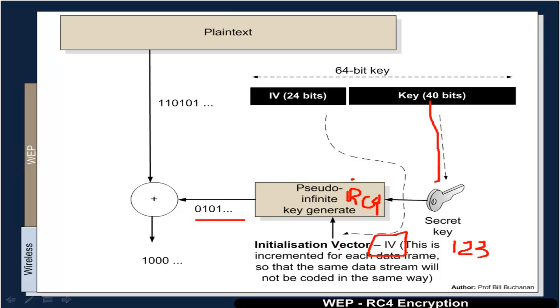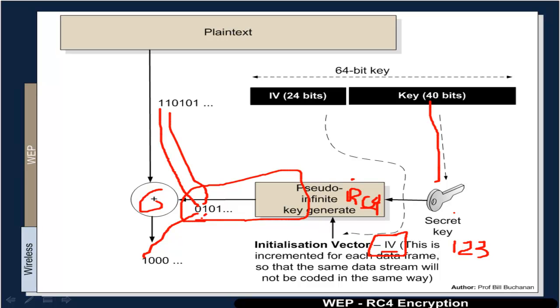So we put the IV and the secret key into RC4, and we get a pseudo-infinite key sequence. We then take each bit as it comes along for the data we have to send, and we exclusive OR our key with the plain text, and we get, in this case, a 1 and a 0 gives us 1, a 1 and a 1 gives us 0, and so on. So each bit that comes along is encrypted to give us a cipher stream.